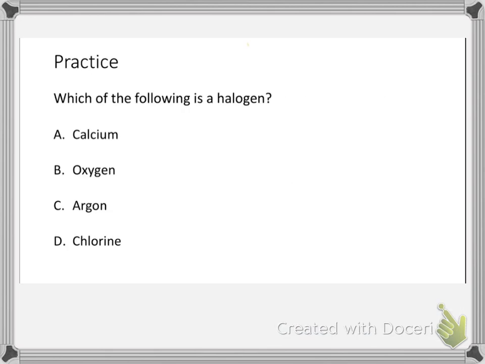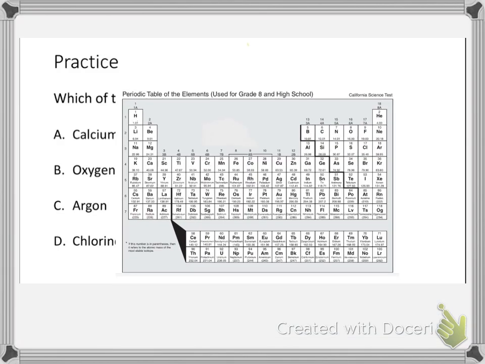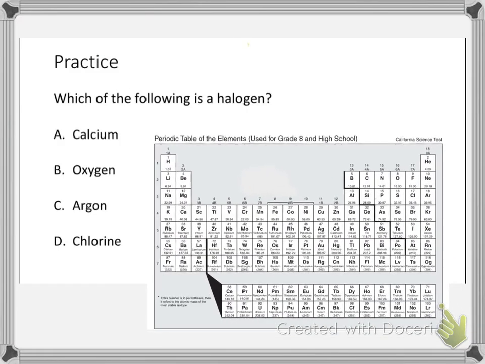So here's another practice. Which of the following, this is multiple choice, is a halogen? Pause and look at your periodic table. And of the halogens, let me just pull in another periodic table for us. I think it will let me, sorry for that. Okay, here we go.